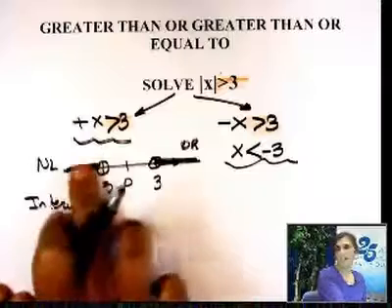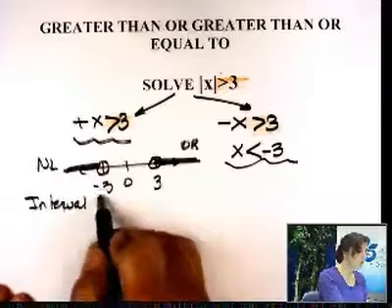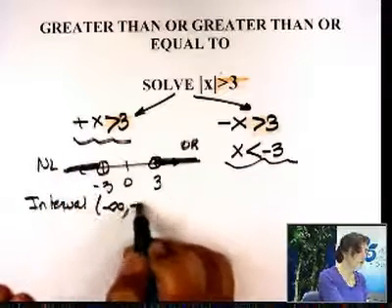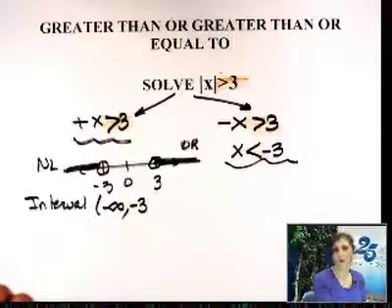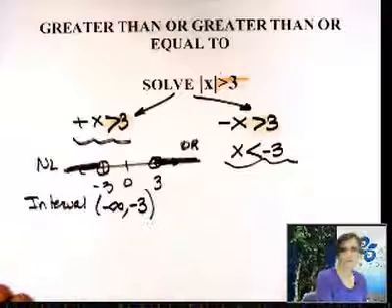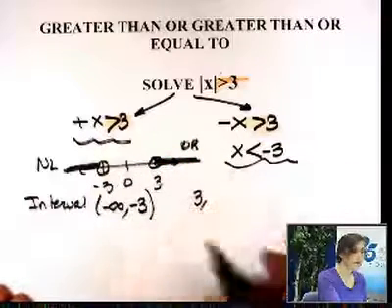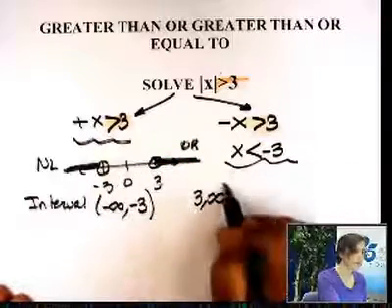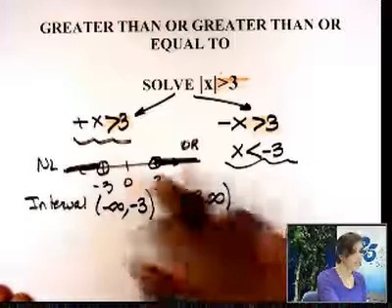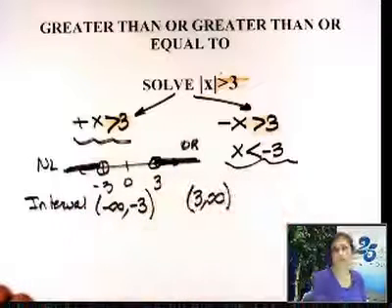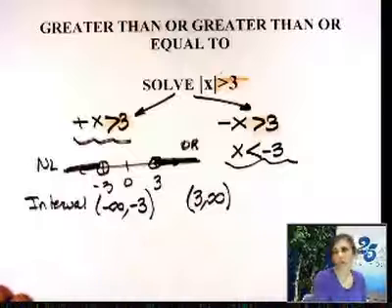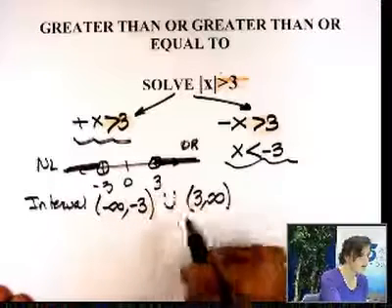So I start with this piece. What's the smallest value? Negative infinity. Where does it stop? Negative 3. Do I want negative 3? No. Parentheses. Now I'm going to talk about this one. 3. How far do I go? Infinity. Infinity always takes parentheses. Do I want 3? No. So it is parentheses. How do I put these two together? With the union.